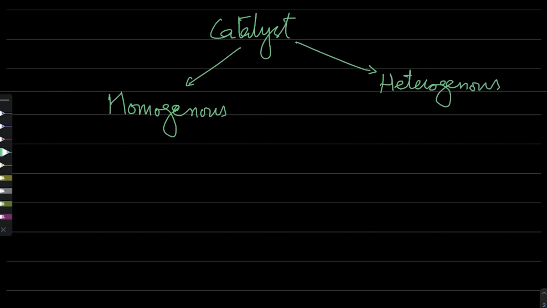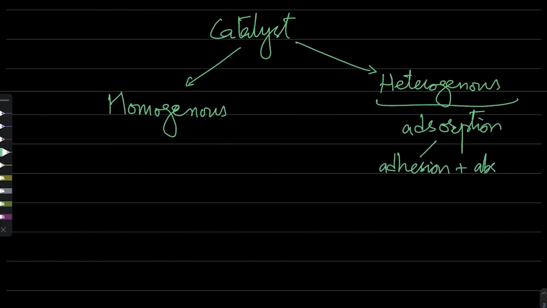You have seen ammonia में iron use होता है when you're making ammonia in the Haber process. Iron is a solid. Nitrogen, hydrogen, they are reacting, they are gases. But iron still provides a way for them to react faster. And that depends on a process called adsorption. What is adsorption? It is adhesion plus absorption. Two things, we bring them together and make adsorption.